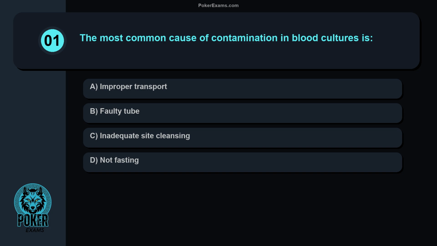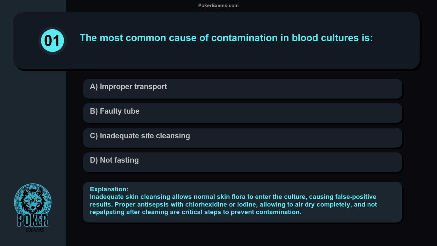Question 1. The most common cause of contamination in blood cultures is: improper transport, faulty tube, inadequate site cleansing, not fasting. Inadequate skin cleansing allows normal skin flora to enter the culture, causing false positive results. Proper antisepsis with chlorhexidine or iodine, allowing it to air dry completely, and not repalpating after cleaning are critical steps to prevent contamination.